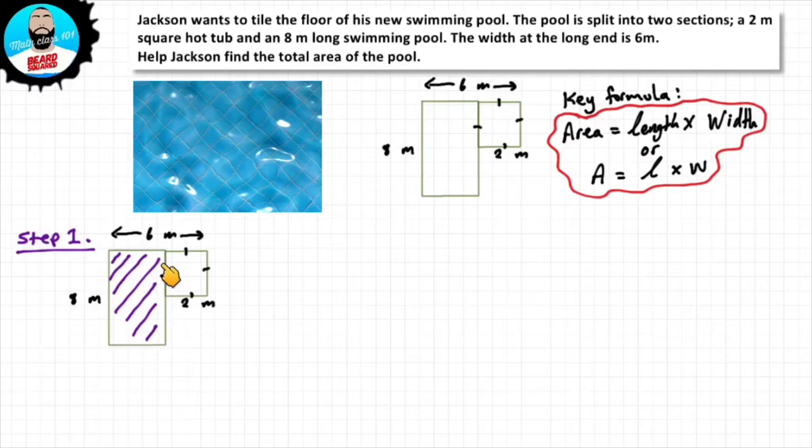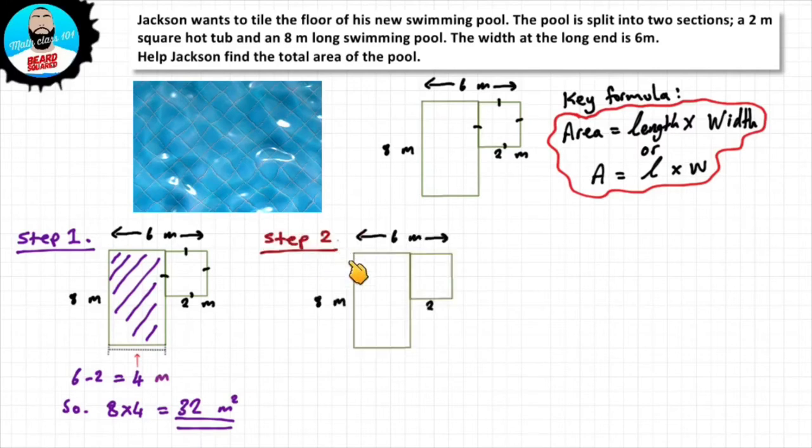In order to work out the width of the pool, we're going to subtract 2 from 6 to give us 4 meters. That's the width of the pool. So 8 meters by 4 meters gives us 32 meters squared.